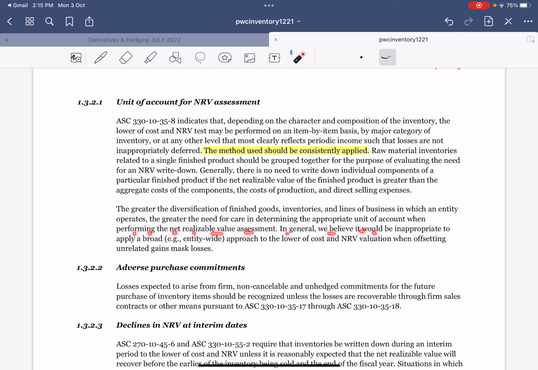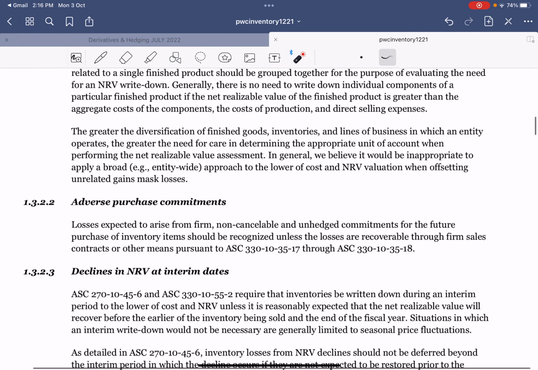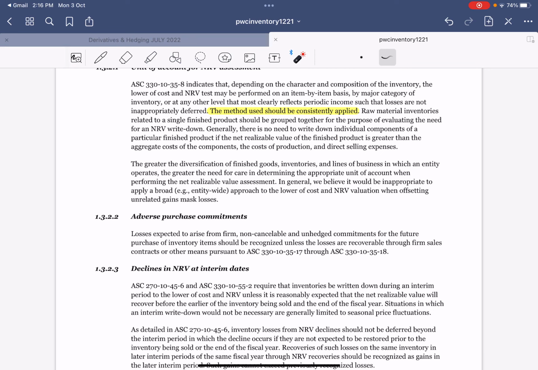In general, I believe it would be inappropriate to apply a broad entity-wide approach to the lower of cost when offsetting unrelated risk. Okay, we should not apply an entity-wide approach. For example, in the fashion industry there are jeans, so you can apply the concept to particular jeans, but there are different kinds of jeans, like low, bottom, and style. So NRV should be determined for them separately.